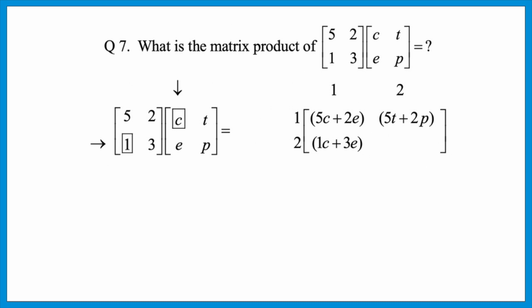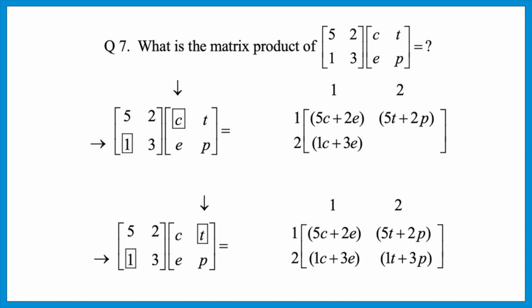And now for the bottom right, second row, second column. So we'd be starting with the 1 and the T. The very technical operation, across and down, the 1 across to the 3 and the T down to the P. So that would give us on the bottom right 1T plus 3P. Now other matrix products can have different dimensions. However, the rules are always the same. As long as the columns of the first matrix match the rows of the second, you can multiply.